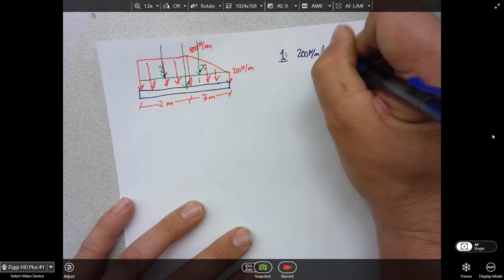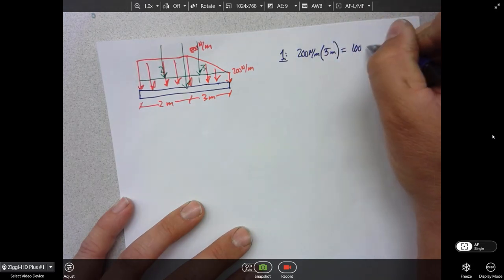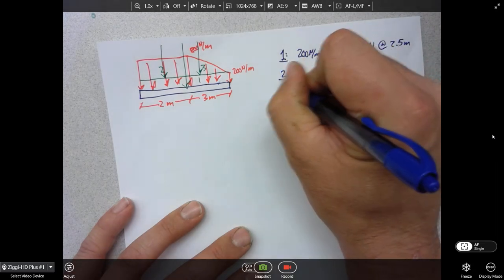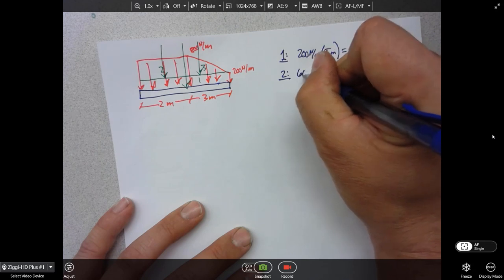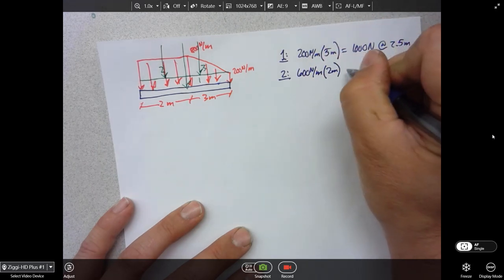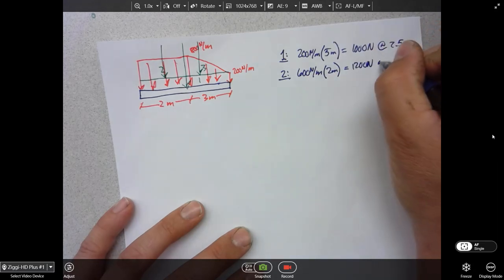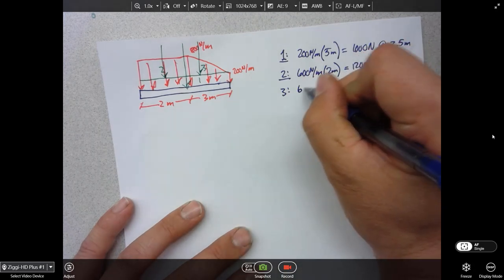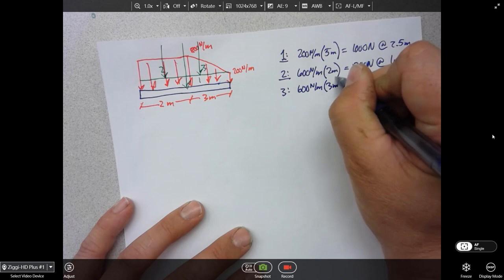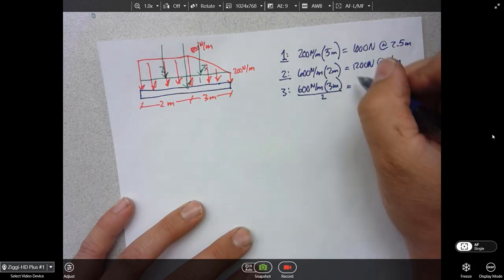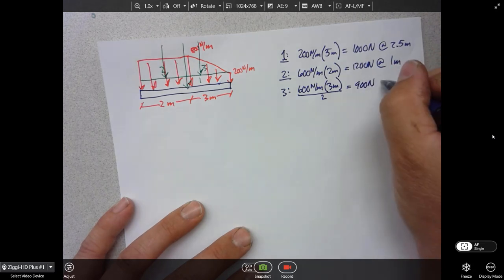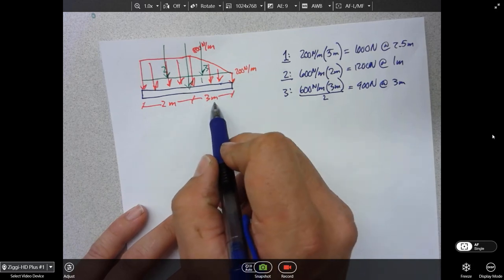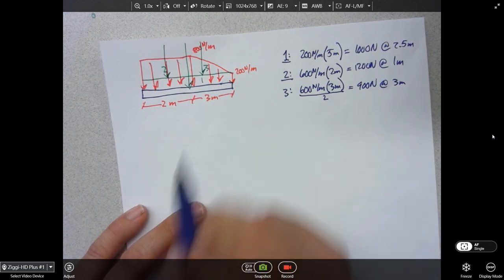So the first area looks like I have 200 newton meters times 5 meters for 1,000 newtons, and that's going to be at 2.5 meters. The second area looks like I'll have 600 newton meters times 2 meters, which gives me 1,200 newtons, at 1 meter from the left-hand side. The third area is 600 newton meters times 3 meters, divided by 2 because it's a triangle. That gives me 900 newtons, occurring at 3 meters from the left-hand side, since it's one third, two thirds.